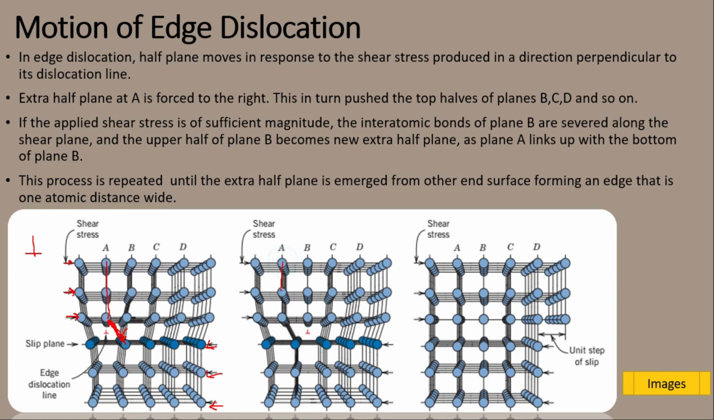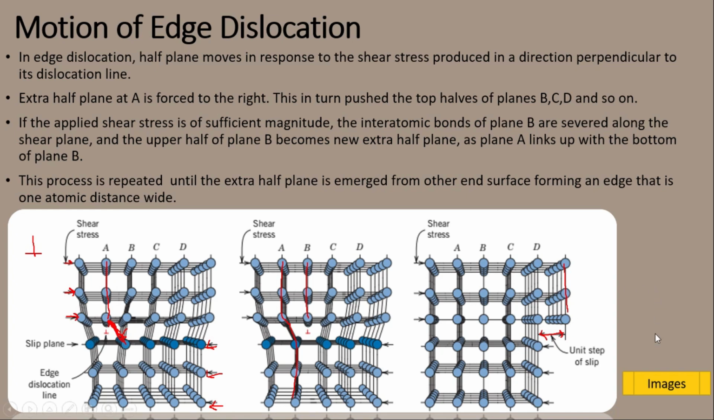Now A becomes a complete half plane, while the upper part of B becomes a new half plane. In this way it keeps on moving towards the right, and the process is repeated until the extra half plane emerges from the other end surface, forming an edge that is one atomic distance wide. You can see that it equals our Burgers vector, which tells the magnitude of this dislocation.